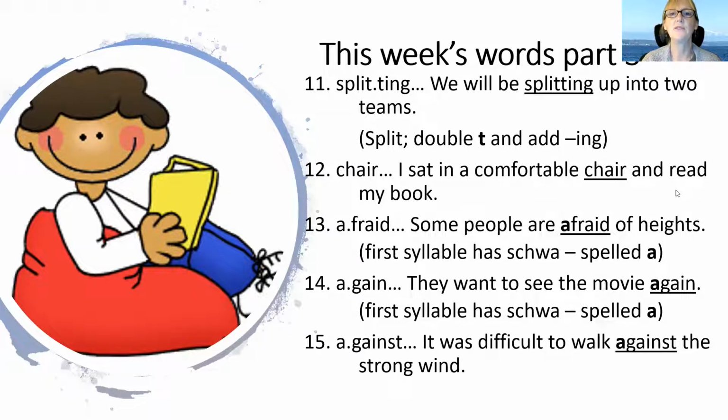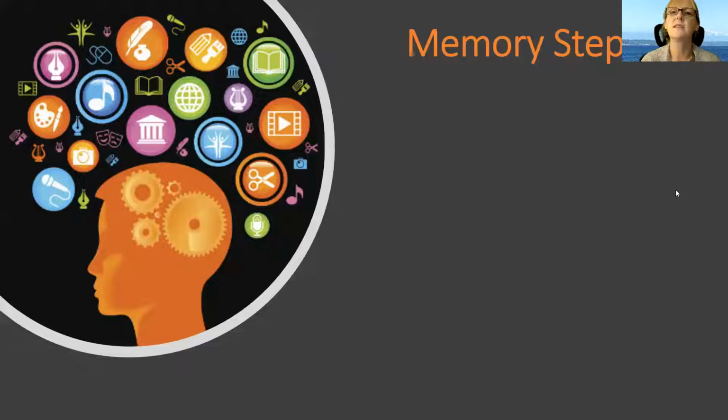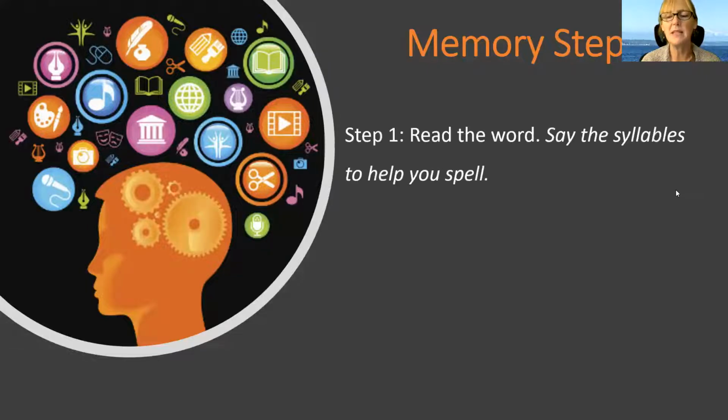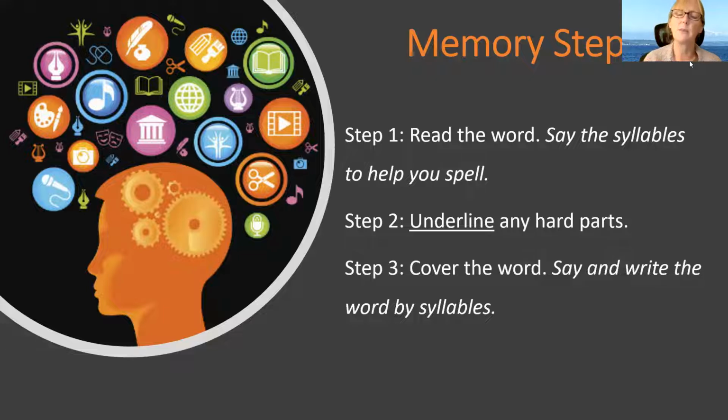Against, it was difficult to walk against the wind, the strong wind. The first syllable has the schwa, that short, sort of lazy sound, and we spell it with an A. That's all the schwa is, that sort of lazy sound that we make. Don't forget our memory steps. Read the word, say the syllables to help you spell, and then underlining the hard parts, cover the word, say and write the word by syllables, and then of course, check.